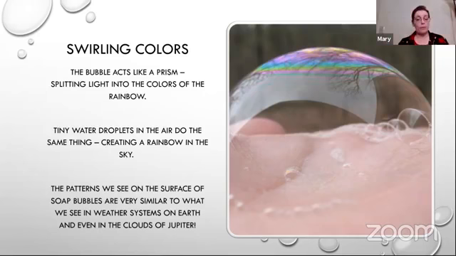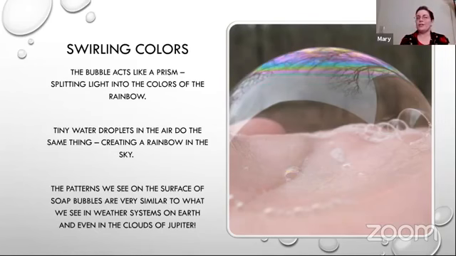Now the swirling patterns that we see on the surface of these soap bubbles are actually very similar to what we see in weather systems here on Earth, and also in some of the gas giants in our solar system. So like the clouds of Jupiter and the clouds of Saturn, we can see some of the same swirling patterns in their atmosphere that we see on the surface of this bubble. And some scientists, some physicists, actually study bubbles specifically for those reasons, to understand how things move and how currents move through the atmosphere of our planet and of others too. So bubbles are not just something beautiful to look at. We can actually learn a lot about science by observing them too.